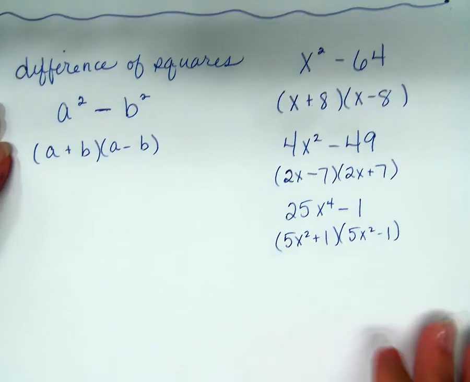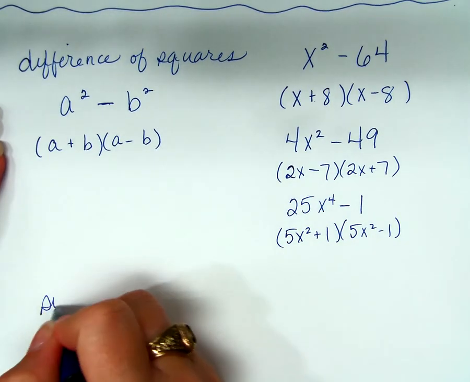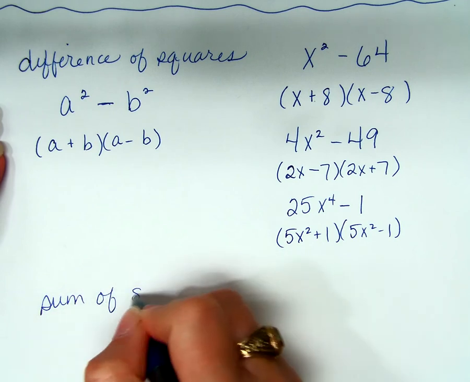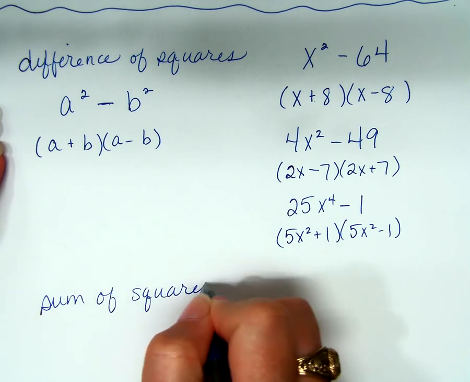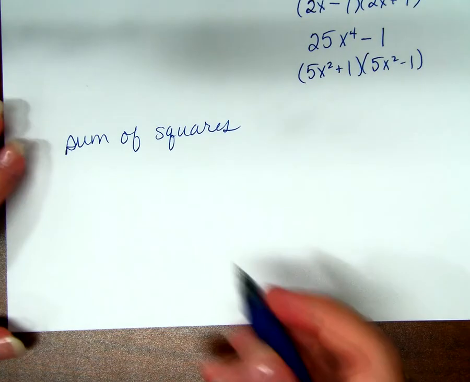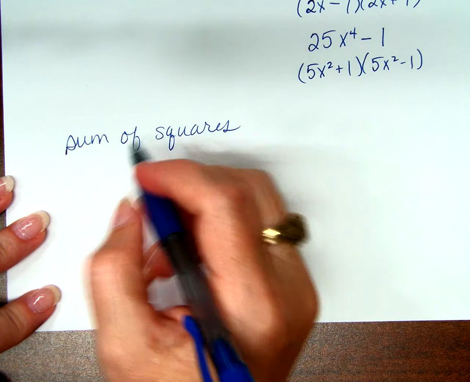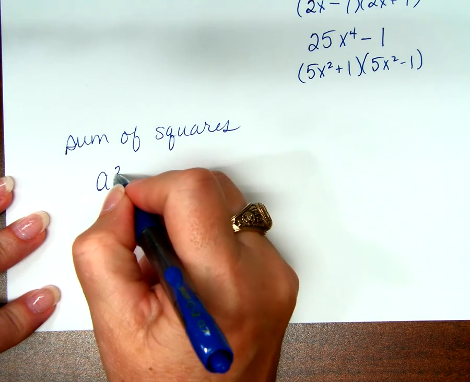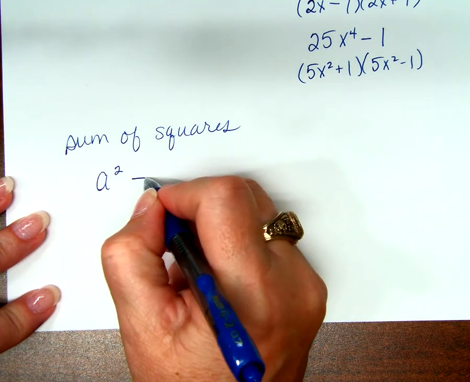Okay? The next one's called the sum of squares. What's the pattern look like? A squared plus b squared, right?